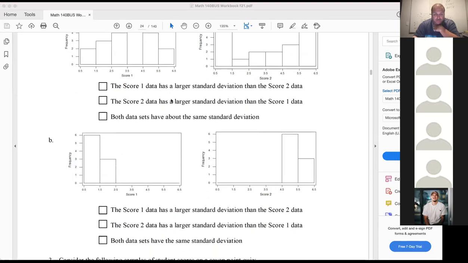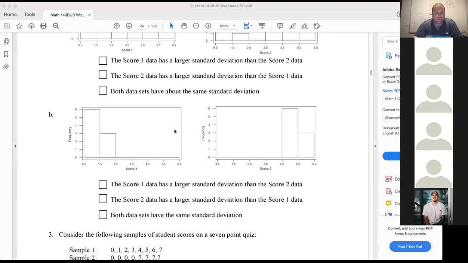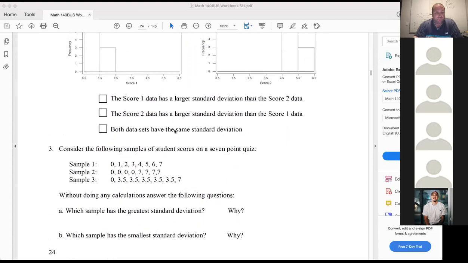Okay. And for this one here, which one has the larger standard deviation? Yeah, they are the same, because they're just flipped, but the spread of the data is exactly the same in both cases. And 3, consider the following samples of student scores in a 7-point quiz. Without doing any calculations, answer the following questions. Which sample has the greatest standard deviation? 1, 2, or 3?